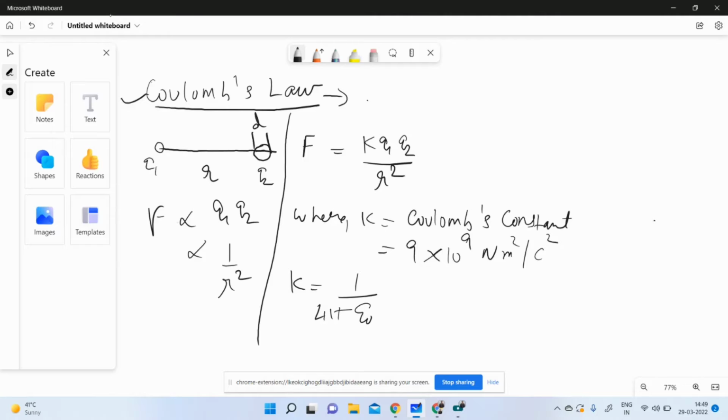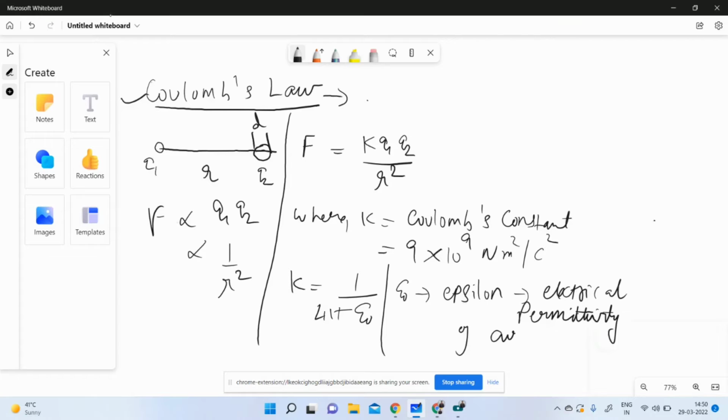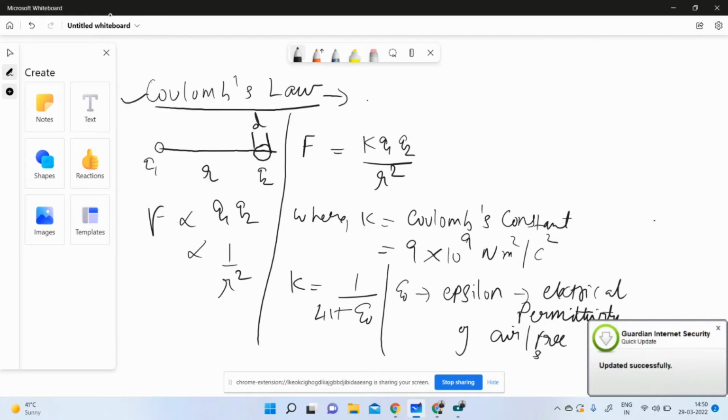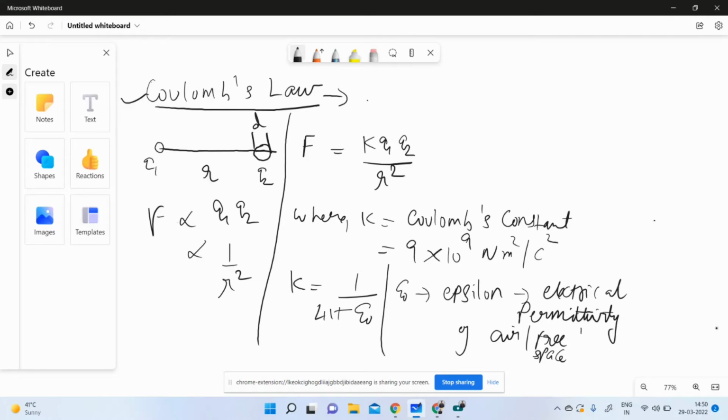Where epsilon naught represents epsilon, which means electrical permittivity. Epsilon naught is the electrical permittivity of air, or you can say free space, or even vacuum, whatever. Actually, in a way, air and vacuum are two different things, but it's okay, we'll take them as theoretically the same. Of course, this will be a new word for you. What is epsilon naught? What is electrical permittivity? And what is the value? What does epsilon naught represent?